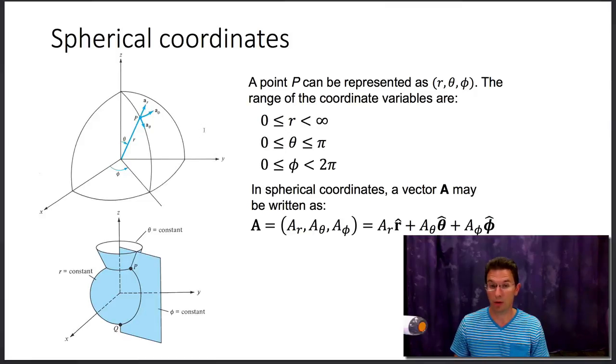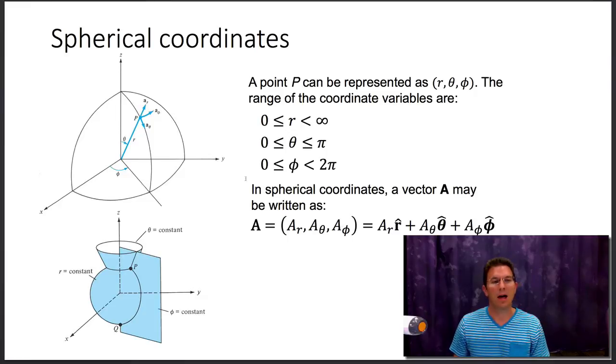That's the theta coordinate, excuse me. The theta coordinate goes from 0 to pi radians, or from 0 to 180 degrees. And the phi coordinate goes from 0 to 2 pi radians, or from 0 to 360 degrees. Okay. In spherical coordinates, you can express a vector A in the following way, again using the 3 components: distance, angle, angle, just like this.